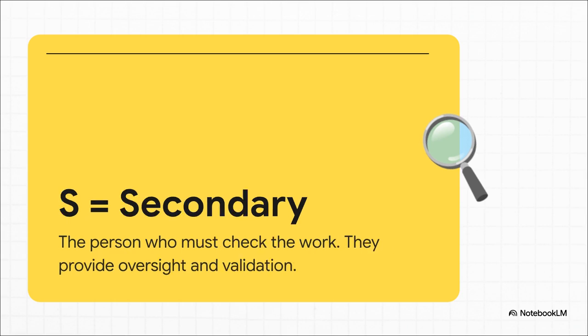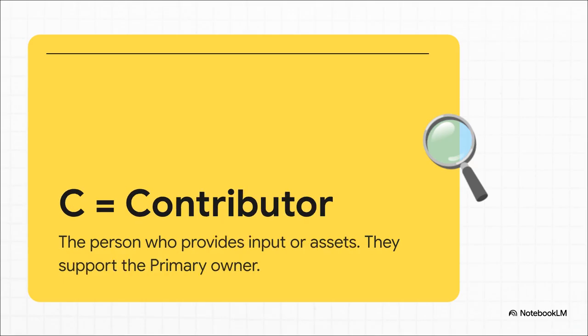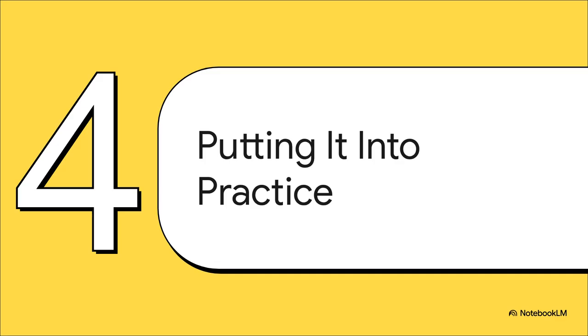Next is S for secondary. Now this role, it's all about quality control. The secondary owner is the validator. They're the person who has to check the primary owner's work to make sure it was done right. This could be a QA engineer testing a feature, or maybe a UX designer reviewing a component. It creates that absolutely crucial system of checks and balances. And finally, there's C for contributor. This person supports the whole process. They might not be writing the final line of code, but they're providing essential inputs. Think about a visual designer giving you the exact color codes that meet contrast requirements. That's a contributor.